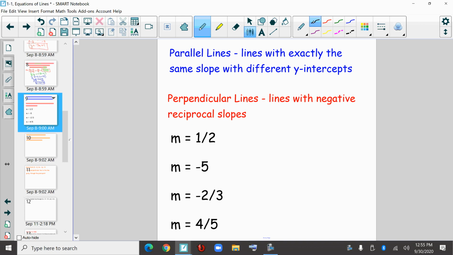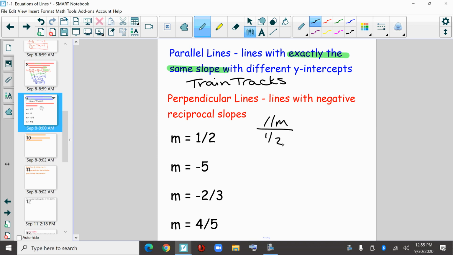Parallel lines, folks, I need your brain to think train tracks. So if you're thinking train tracks, that means the slopes of those two lines are exactly the same slope. Meaning, if my slope is 1/2, then the parallel slope has to be 1/2, right? Because they're parallel, they're the same.